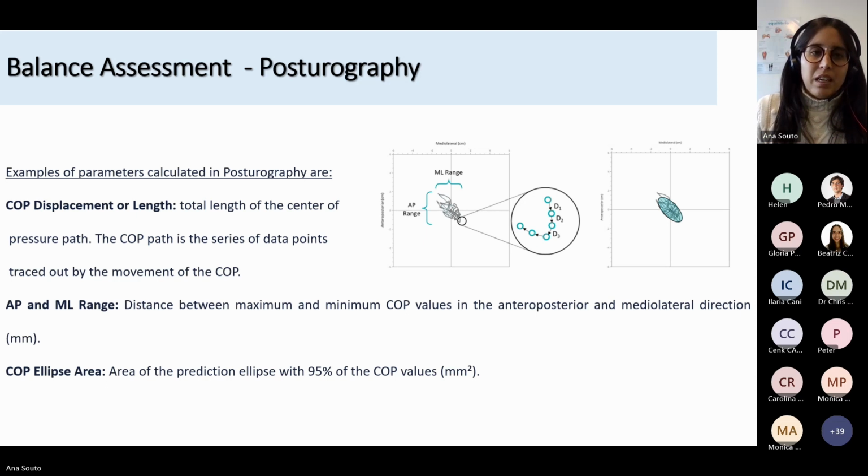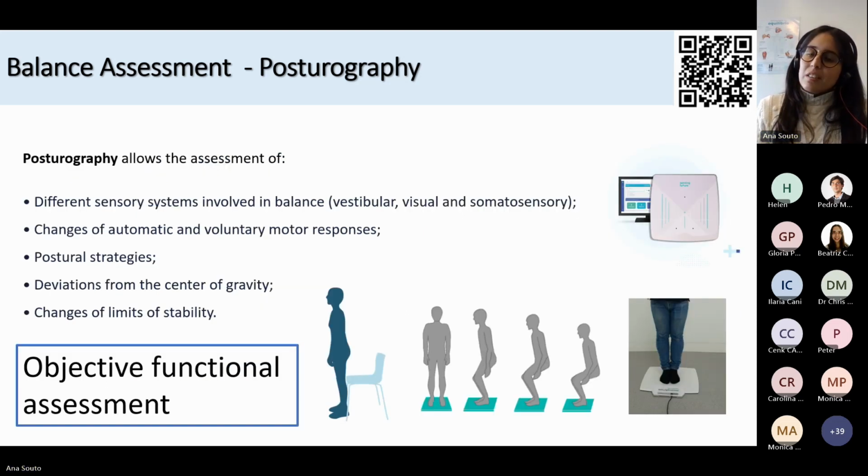Okay, and so using posturography for balance assessment allows us to quantify balance behavior, while performing specific clinical tests and protocols like the Romberg, the MCT-SIB, the C2 stand, the limits of stability, among others. So this means that we can assess different sensory systems involved in balance. So we can understand how this compensatory mechanism is working, if we subject the patient to different sensory environments.